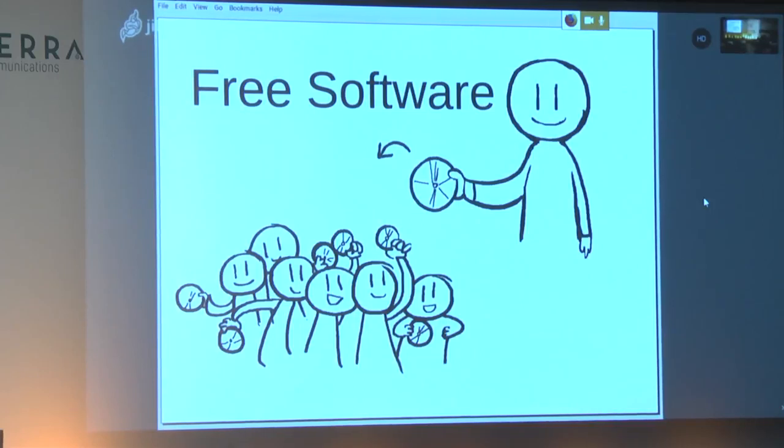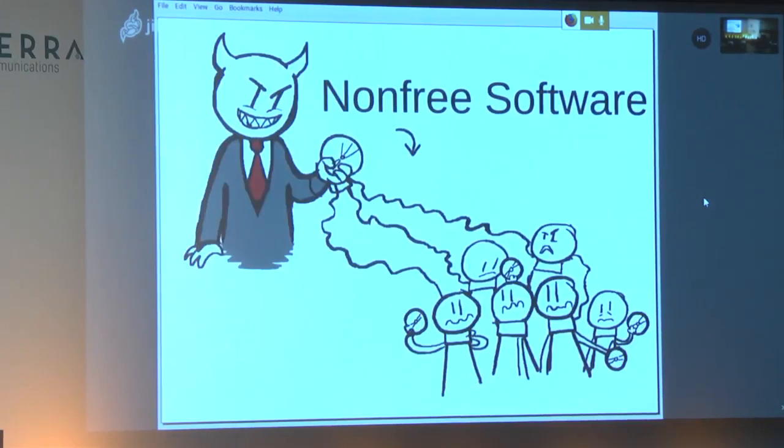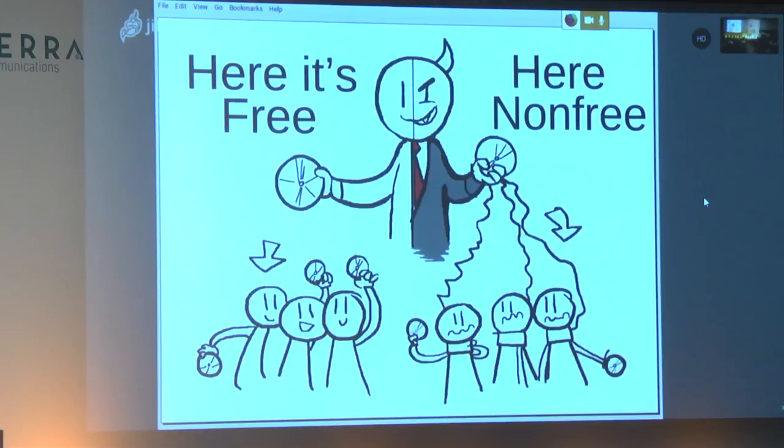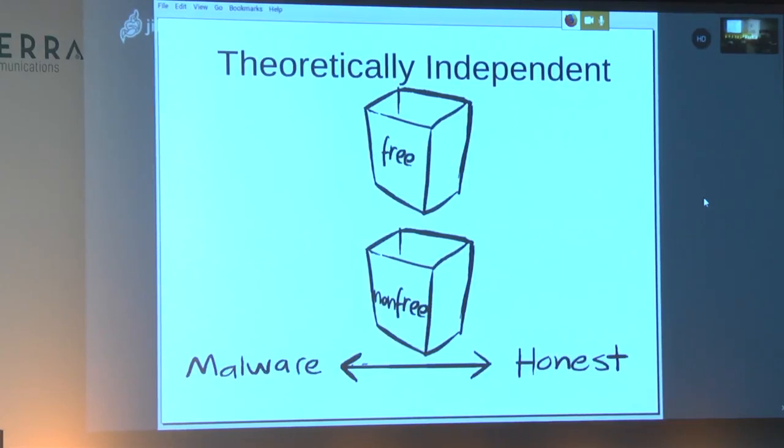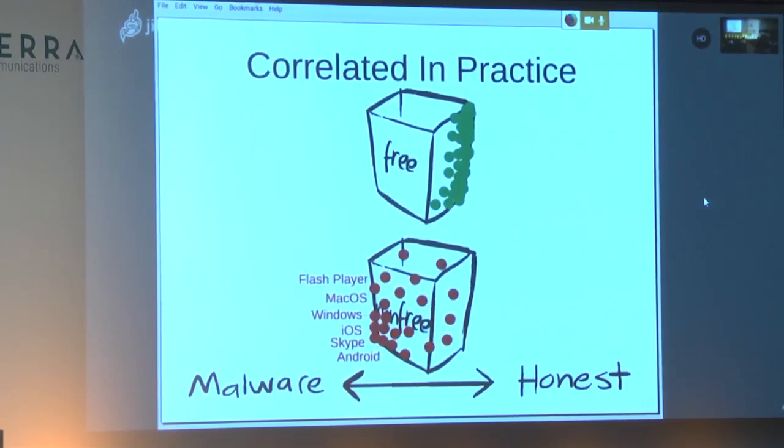And by the way, any program can be distributed as free software, or as non-free software, or as both in parallel, because free versus non-free is not a matter of what's in the code. It's a matter of how it's made available to users. By contrast, malware versus honest is just a matter of what's in the code. So in theory, those two are independent. Whether it's free or non-free, whether it's malware or not, they're independent. But in practice, they're correlated. Free software is almost always honest, and proprietary software tends to be malware. And this is because the proprietary software developers have power and they know it, and the power corrupts them.